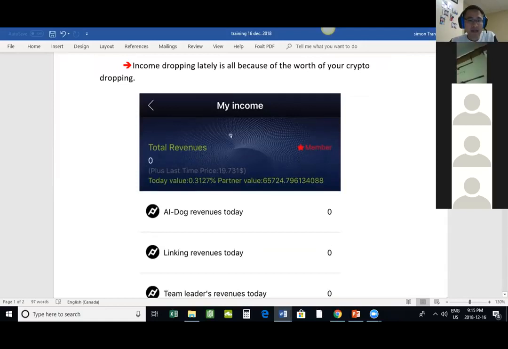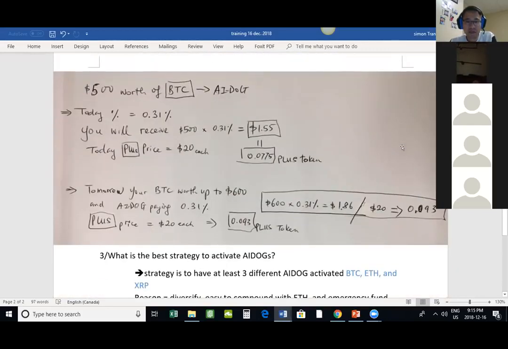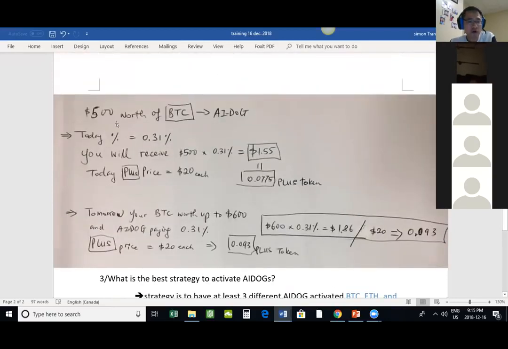All right, so that's how you find the performance. Where you find the performance of the arbitrage trading is in your income. You click on My Income and you see today's value, which is the performance of the AI dog that day. All right, so that answers another question. In this example, it also answers the other question: if the cryptocurrency price goes up, you will earn more. If the market goes down, you earn less. Okay.